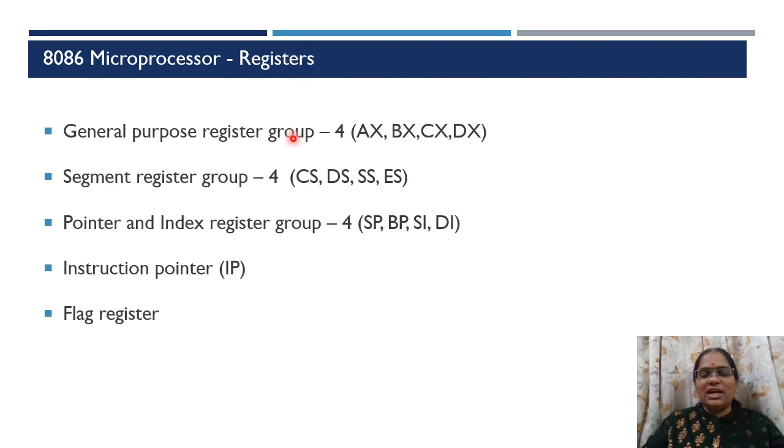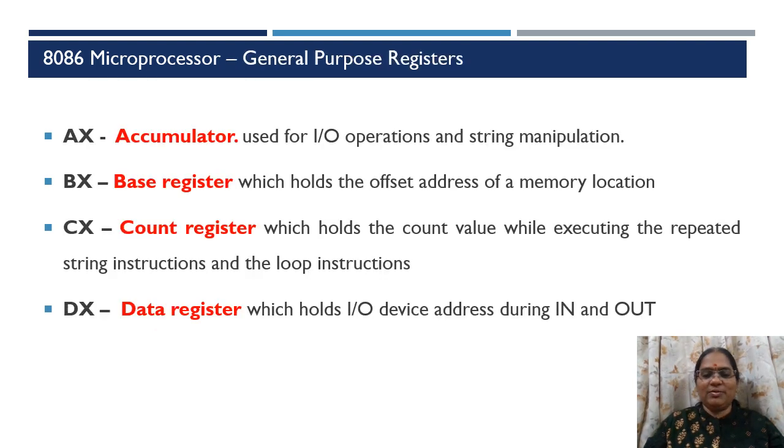So to start with the architecture, first we know what are the registers available. I told already that it has 14 registers. Out of the 14 registers, general purpose registers are 4 in number. These are the names given for the general purpose: AX, BX, CX and DX. And segment registers are another 4 in number. Pointer and index registers 4, totally 12. And the next is instruction pointer, which is the 13th count. And the last one is a flag register. We'll see one by one.